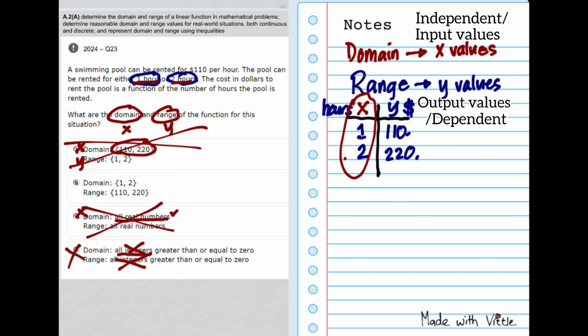Therefore, going back to choice B, domain x is 1 to 2 hours, while range y values could be $110 or $220. Therefore, this makes sense.